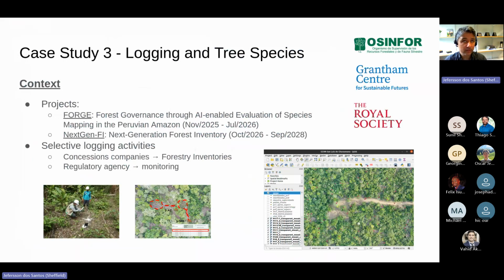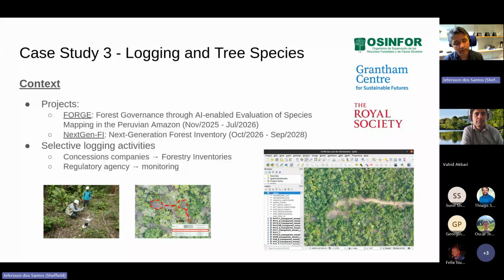The main problem is that the concession areas are huge, and the responsibility to monitor this lies with some public agents, and sometimes they don't have enough resources to monitor all of this. That's quite tricky, because the company reports what they have removed, and the agents are expected to review and to regulate this activity.